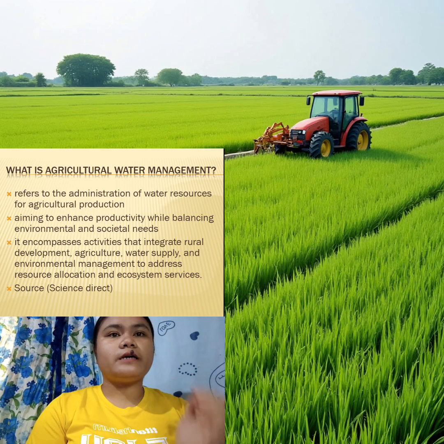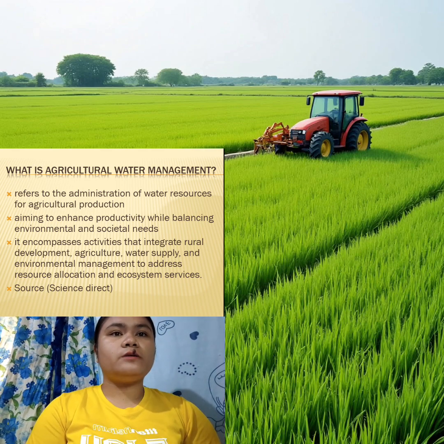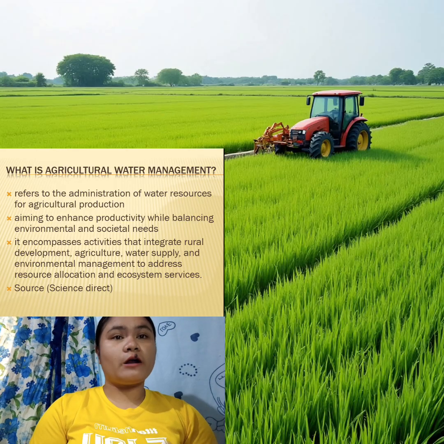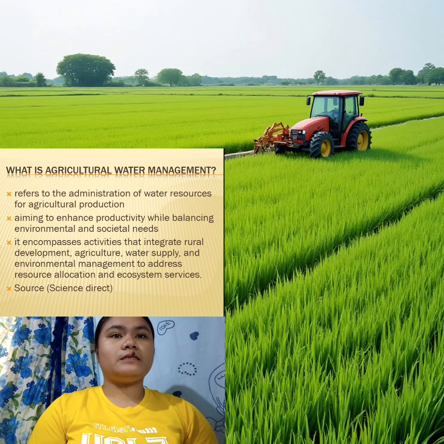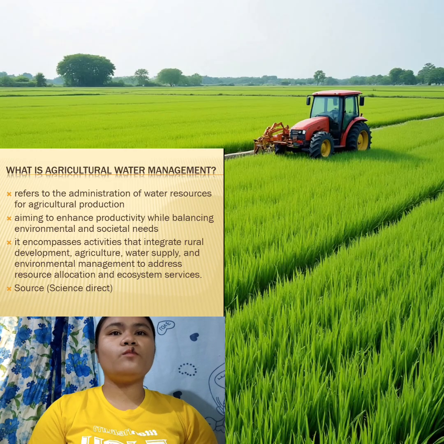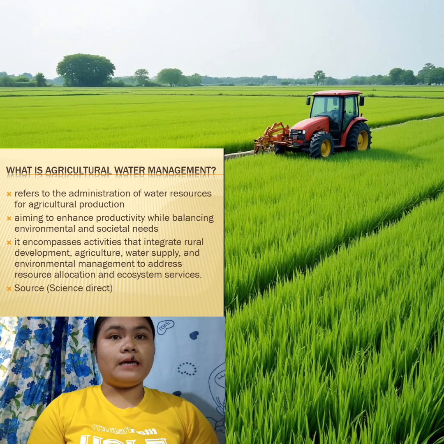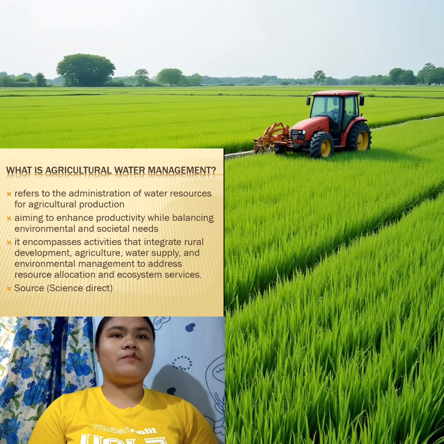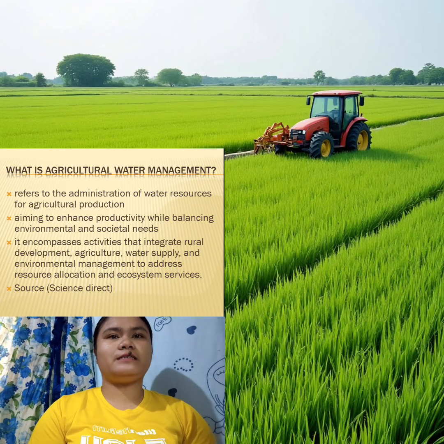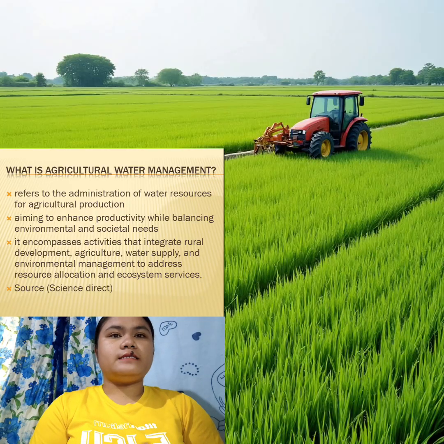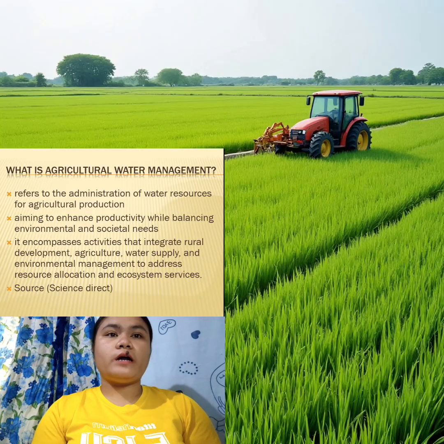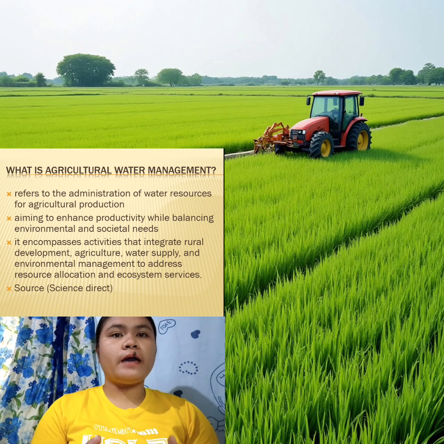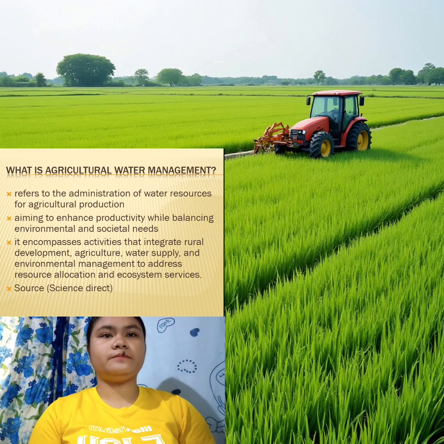According to Science Direct, agricultural water management refers to the administration of water resources for agricultural production, but it is more than just supplying water to farms. It aims to enhance productivity while balancing environmental and societal needs. Think of it as a system, one that brings together rural development, agriculture, water supply, and environmental management.